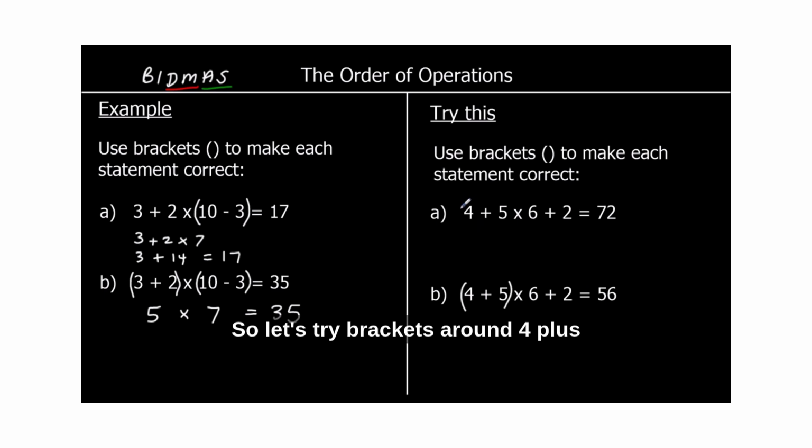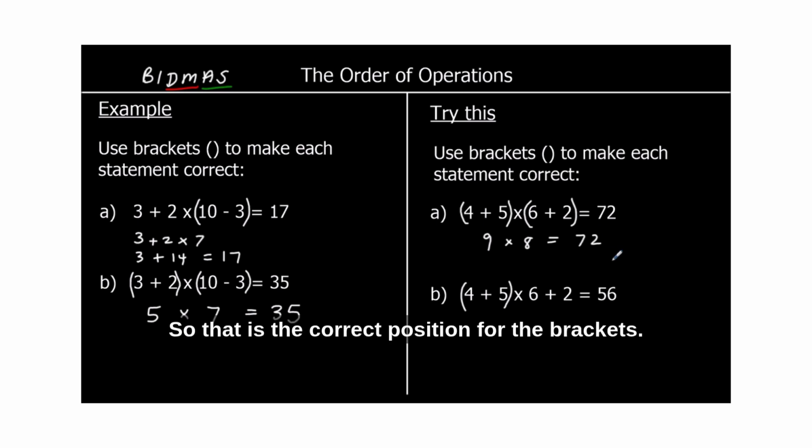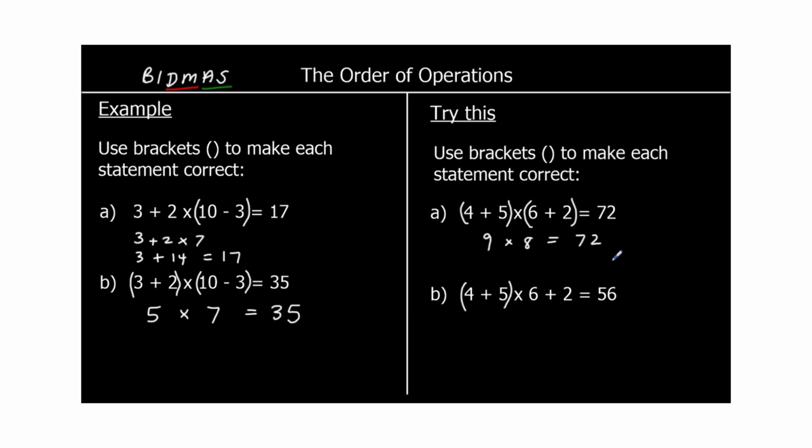So let's try brackets around 4 plus 5 and 6 plus 2. 4 plus 5 is 9. 6 plus 2 is 8. And 9 times 8 is 72. So that is the correct position for the brackets.